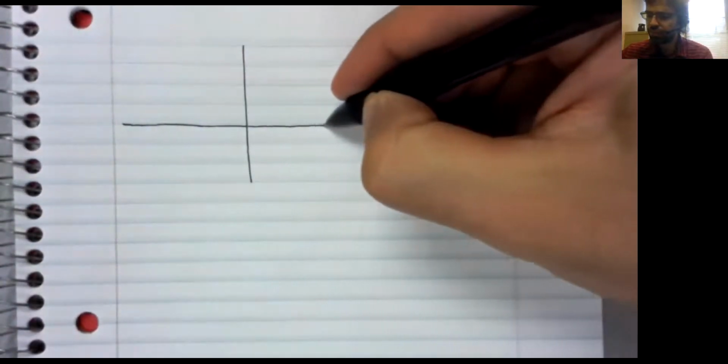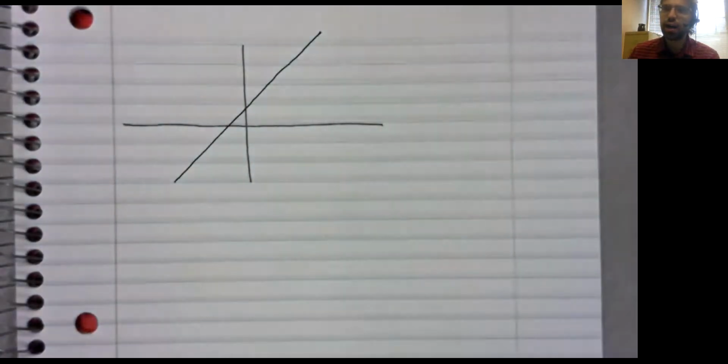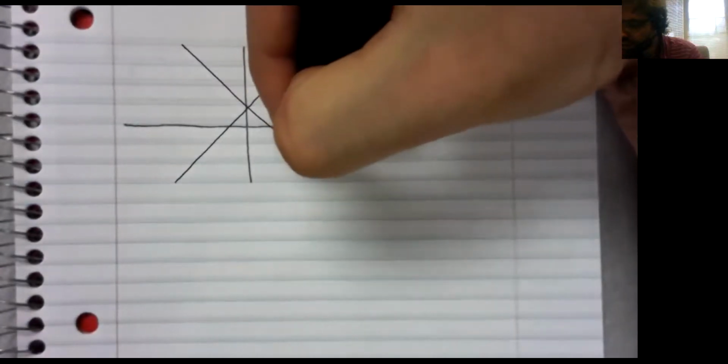In this video, we're going to consider linear equations graphically. Linear equations don't make the most interesting graphs. The graph of any linear equation is just a straight line, maybe like that, or like that.